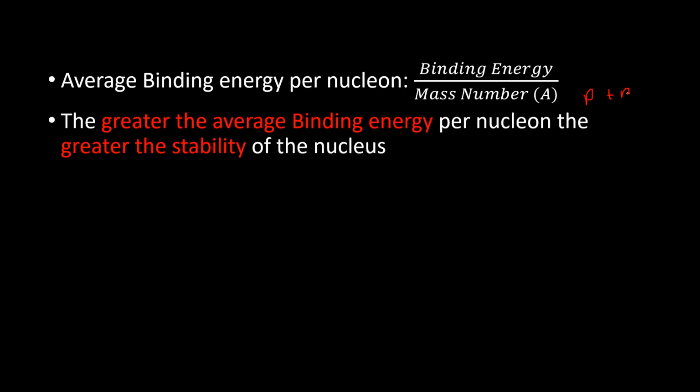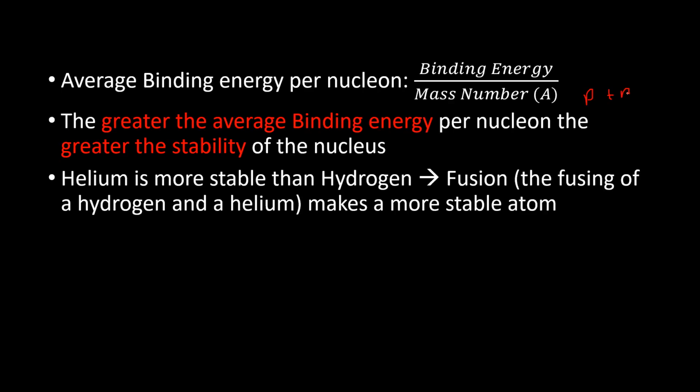The greater the binding energy of an atom, the more stable the atom. So an atom with an average binding energy of 2 is more stable than an atom with an average binding energy of 1. Helium has a greater average binding energy than hydrogen.